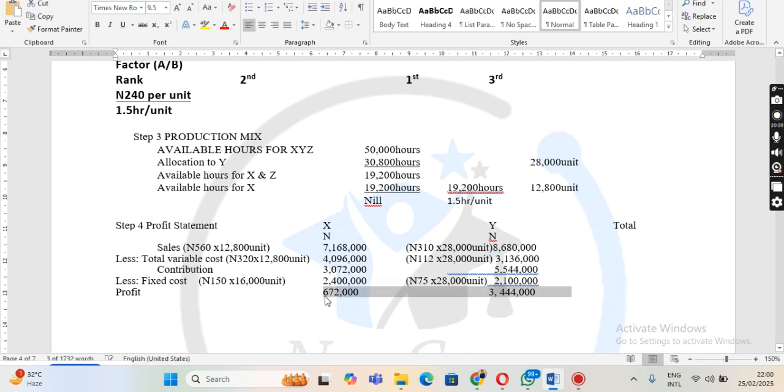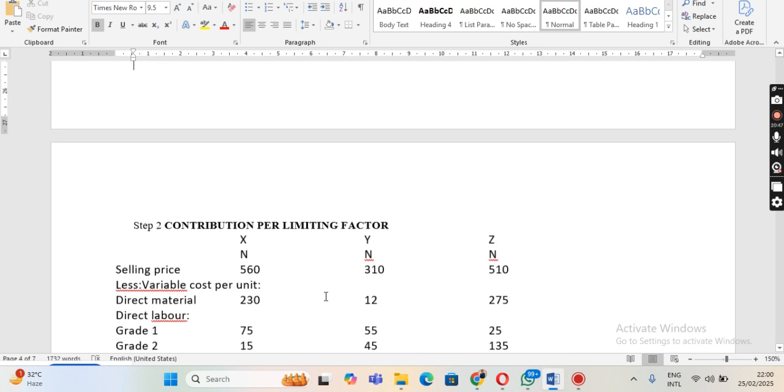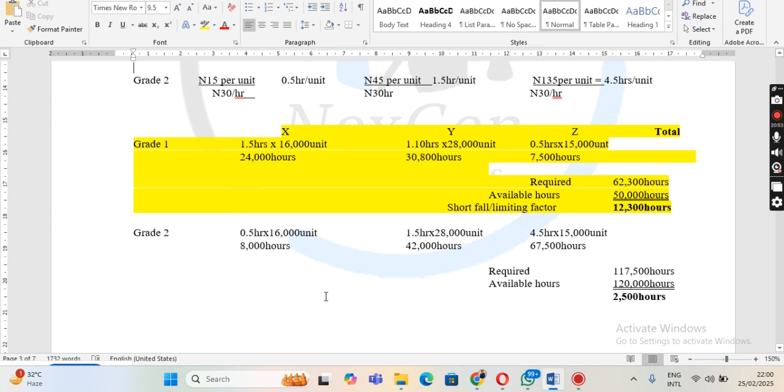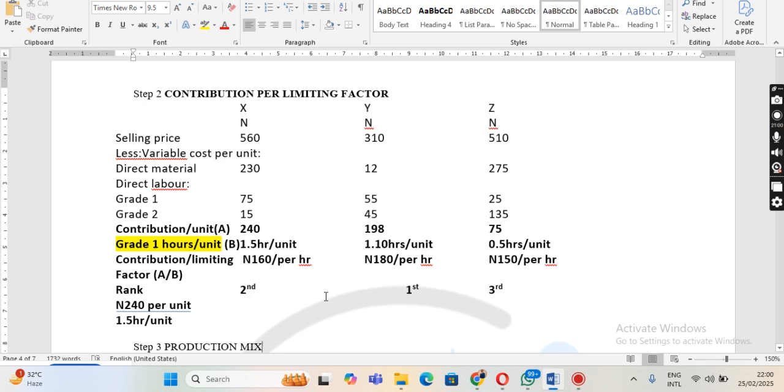We've answered the question, right? You can see that limiting factor is very simple. What are the things you need to know in limiting factor? Check the constraints. Is it on material? Is it on labor? After that, you determine your contribution per limiting factor. When you want to divide it, you divide it by the constraints. That's why they say contribution per limiting factor.